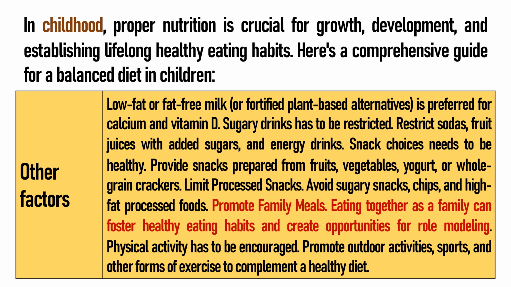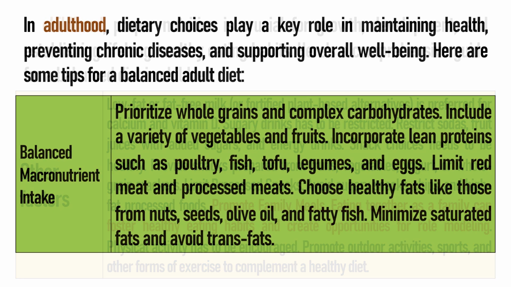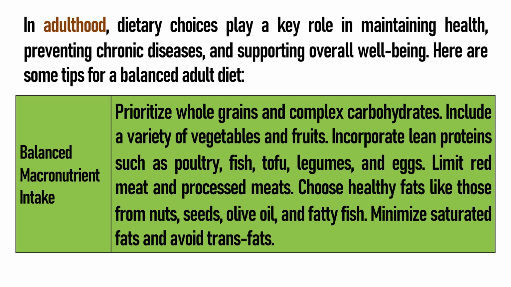Promote family meals. Eating together as a family can foster healthy eating habits and create opportunities for role modeling. Physical activity has to be encouraged. Promote outdoor activities, sports, and other forms of exercise to complement a healthy diet. In adulthood, dietary choices play a key role in maintaining health, preventing chronic diseases, and supporting overall well-being.